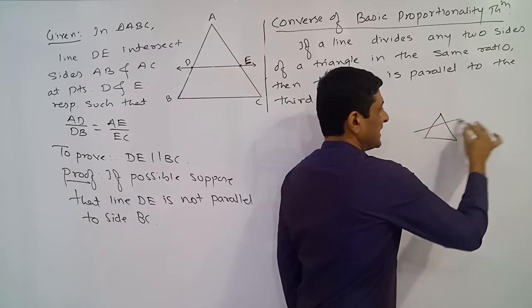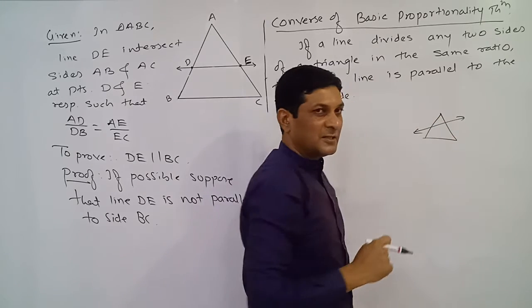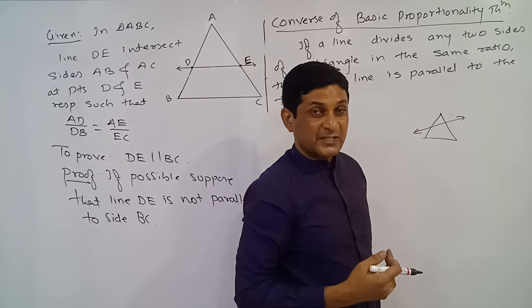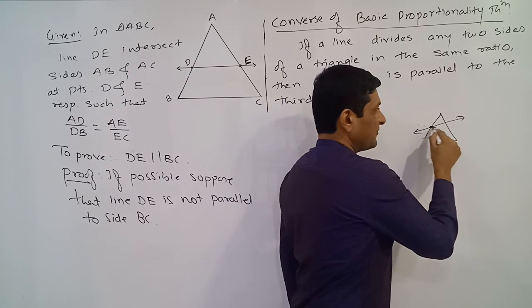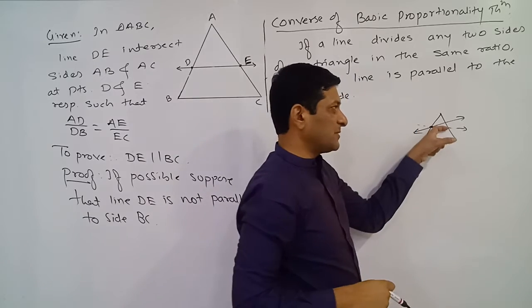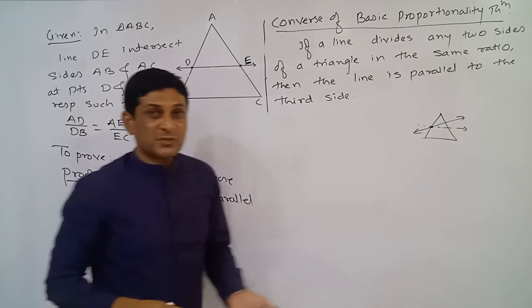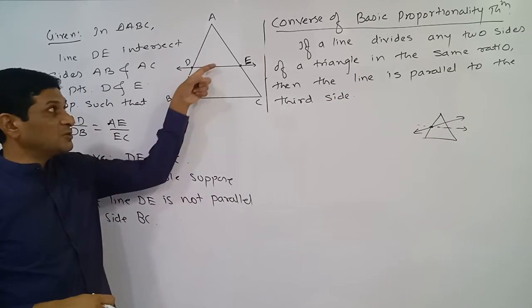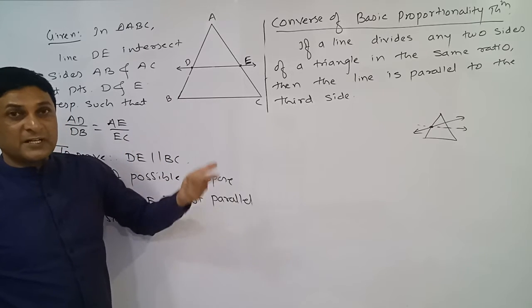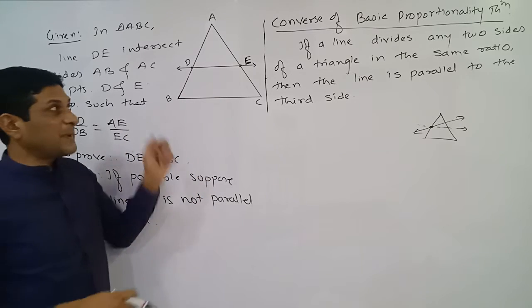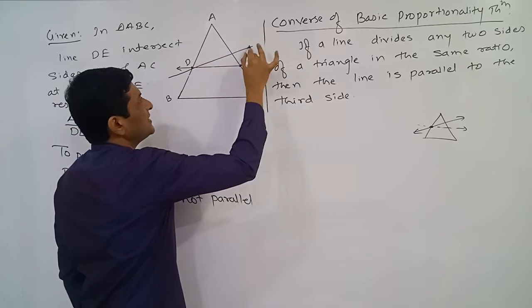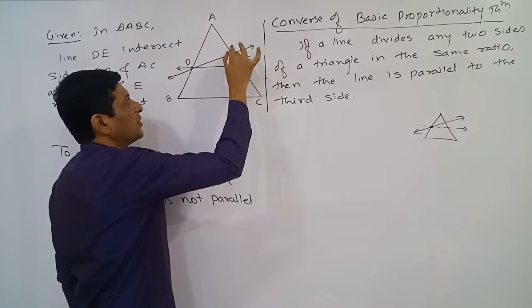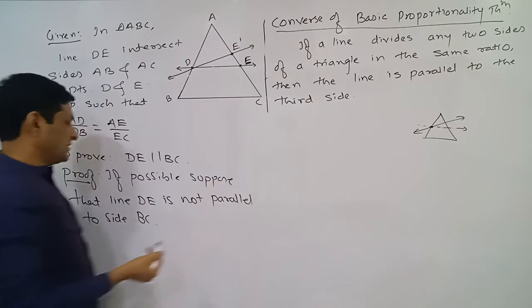Suppose one triangle is there, and if this line is not parallel to this side, then definitely there exists one line which is parallel to this side and passes through this point. Now what is our supposition? DE is not parallel to BC, which means definitely there exists another line which is parallel to BC. So let us suppose that line DE dash is parallel to BC.